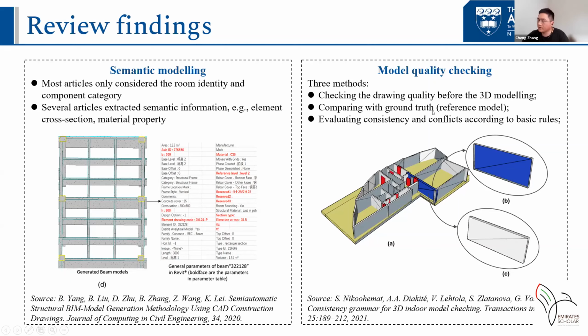And the second one is comparing with ground truth, like comparing the created 3D model with the reference model. However, the reference models are normally unavailable. And the last method is evaluating consistency and conflicts according to basic rules. It's like the compliance checking between the created 3D model and the basic rules. Like if a wall should contain 6 faces, and one face is missing, it can be automatically detected and corrected.